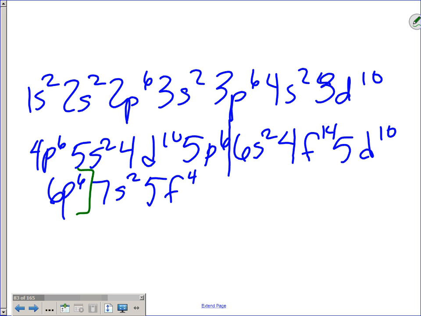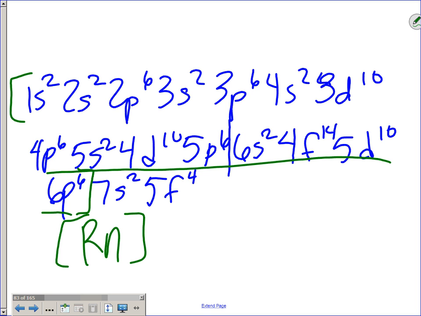6p6, right? So all of this is radon. Yes? So if you don't want to write all this, you totally can, guys. I'm not going to stop you. If you put bracket Rn, that means all of this.